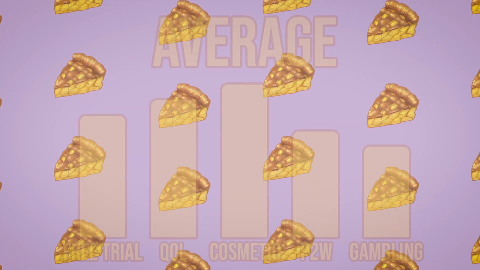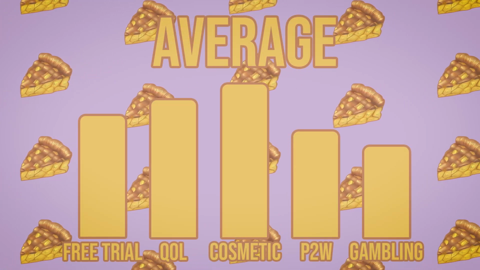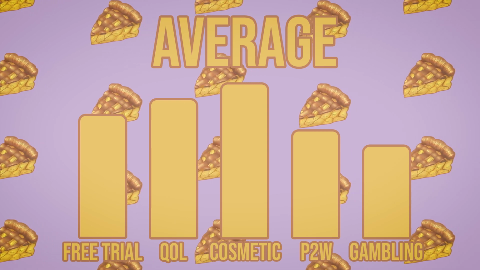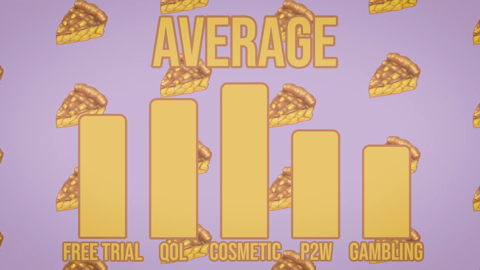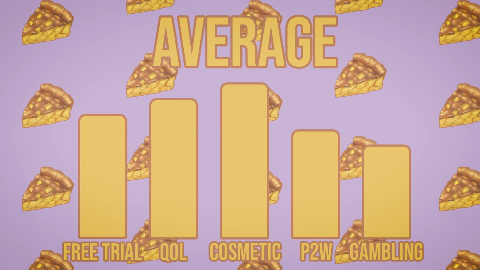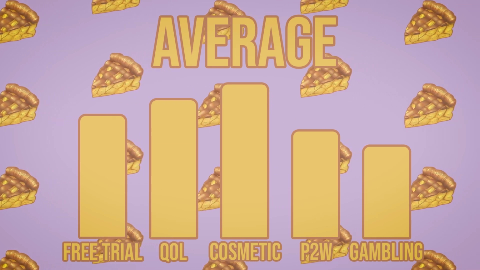And when we look at our average score, cosmetic takes first place, quality of life takes second place, free trial takes third, pay to win is fourth, and gambling comes fifth.